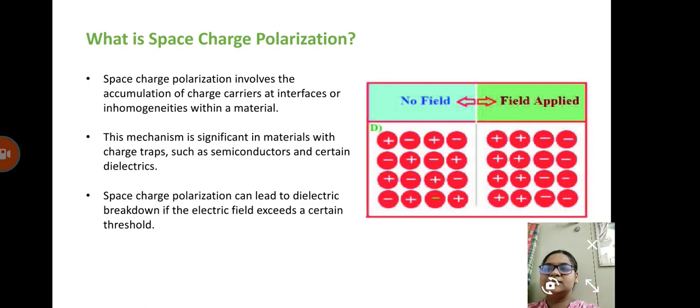What is space charge polarization? Space charge polarization involves the accumulation of charge carriers at interfaces or in inhomogeneities within a material. This mechanism is significant in materials with charge traps, such as semiconductors and certain dielectrics. Space charge polarization can lead to a dielectric breakdown if the electric field exceeds a certain threshold.